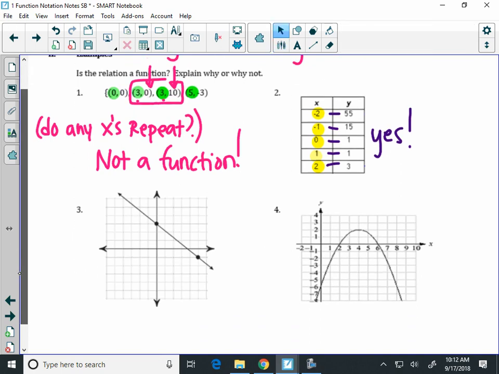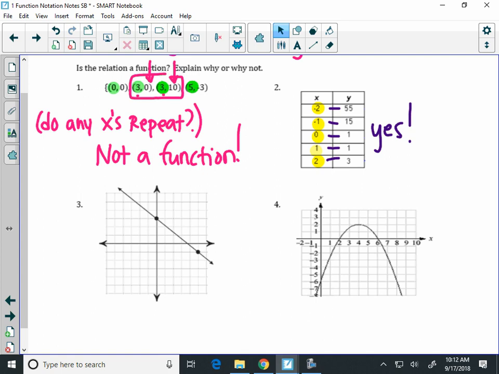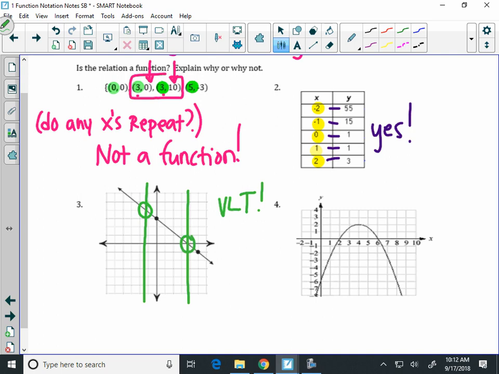All right, number 3 and 4 are graphs. We're going to use the vertical line test here. I'm going to call it the VLT. So basically what that says is if I draw a vertical line anywhere on the graph, notice here it only crosses the graph 1 time. So that is a function. On number 4, same idea. If I draw a vertical line anywhere on the graph, it only crosses once. So that is also a function.